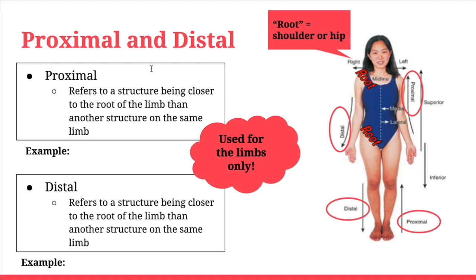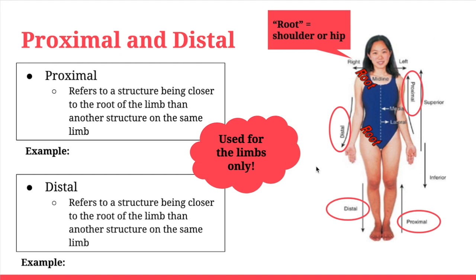So proximal just means that a structure is closer to what we call the root of the limb than another structure on the same limb. So the root for the arm would just be the shoulder, so where that limb attaches to the rest of the body. So the shoulder. For your legs, the root would be the hip.